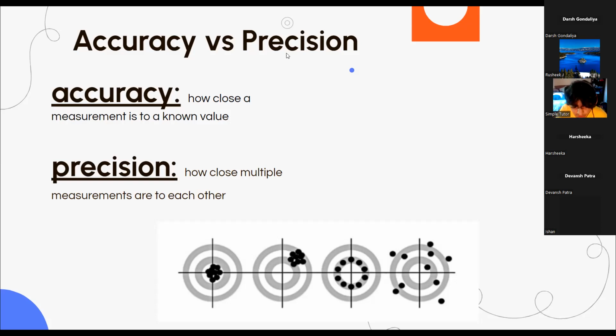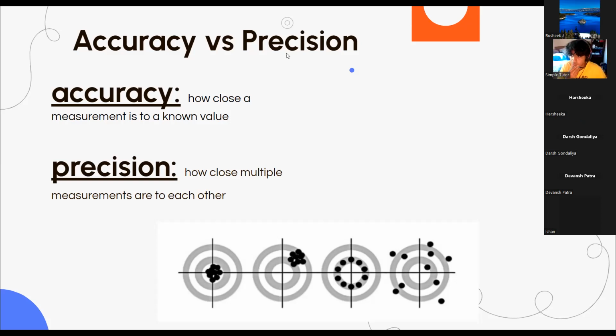Rashik, you can go ahead. I'll just answer. For the third one, the dots are somewhat precise, but they're not really that close to each other, and they're somewhat circling around the center, so they're somewhat accurate. And for the last one, they're not precise or accurate because they're separated and put in random positions, and most of them are pretty far away from the center.